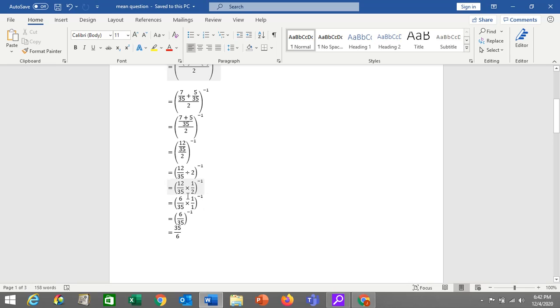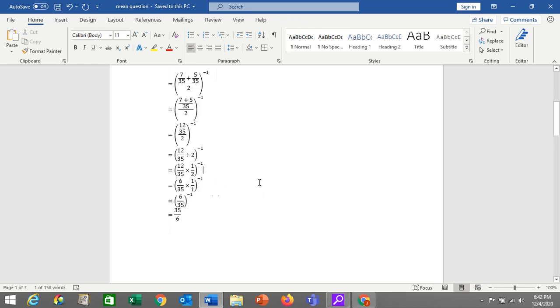You can cancel that 2 and that 12. So the 2 becomes a 1 and the 12 becomes a 6. So you get 6 times 1 on top and 35 times 1 on the bottom. So we get 6 over 35. But remember that the harmonic mean is the reciprocal of all that stuff that we just did. So all this is raised to the exponent -1, which means you have to flip it. And so our final answer is 35/6. Okay, so very procedural kind of question.